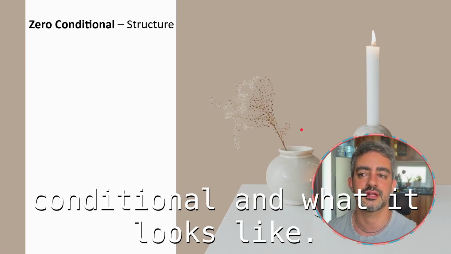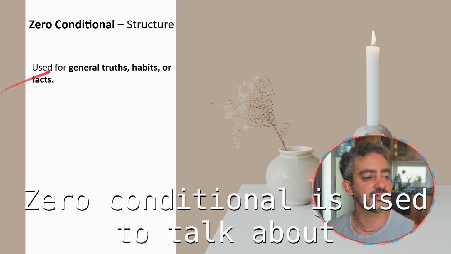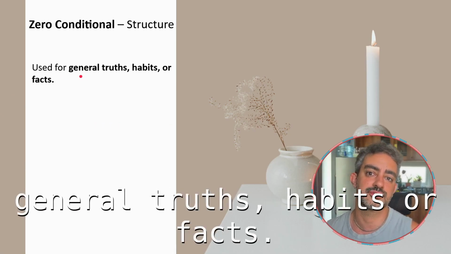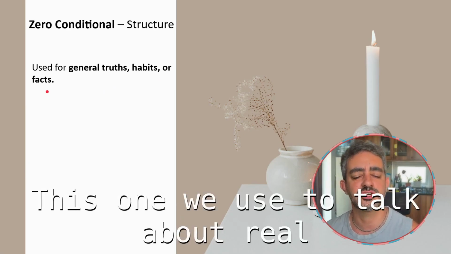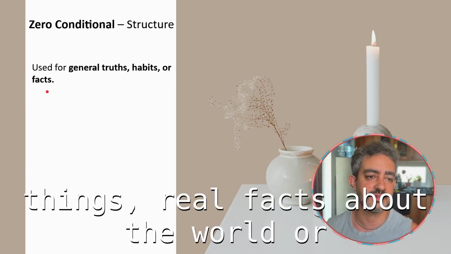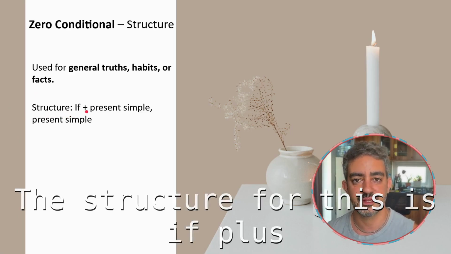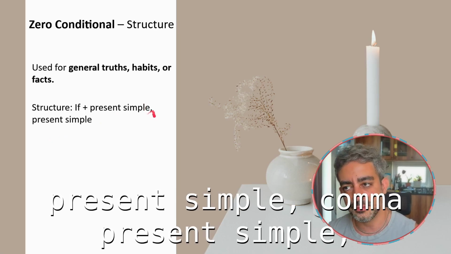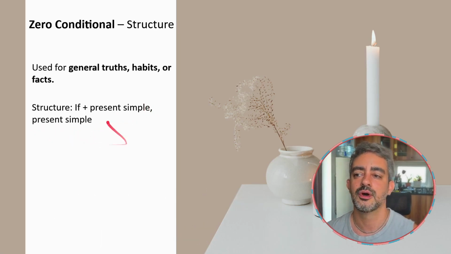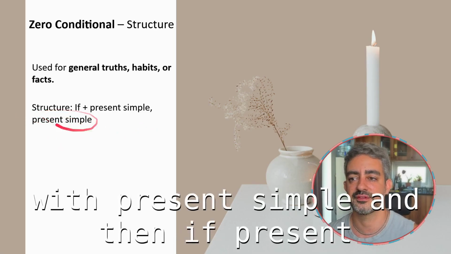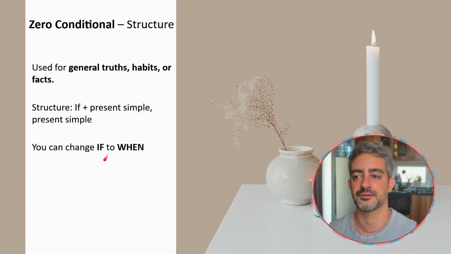All right, let's start by talking about the zero conditional and what it looks like. Zero conditional is used to talk about general truths, habits, or facts. All right, this one we use to talk about real things, real facts about the world or about ourselves. The structure for this is if plus present simple, comma, present simple. Or you can flip this around and start with present simple and then if present simple.